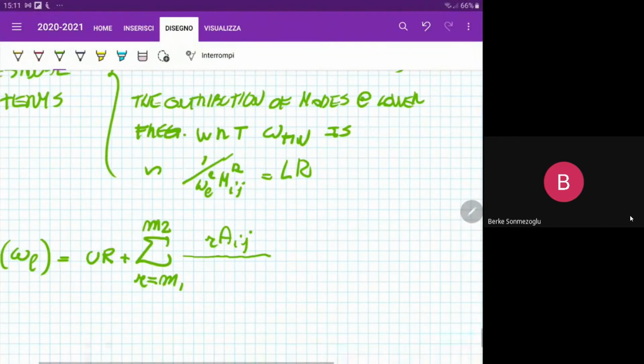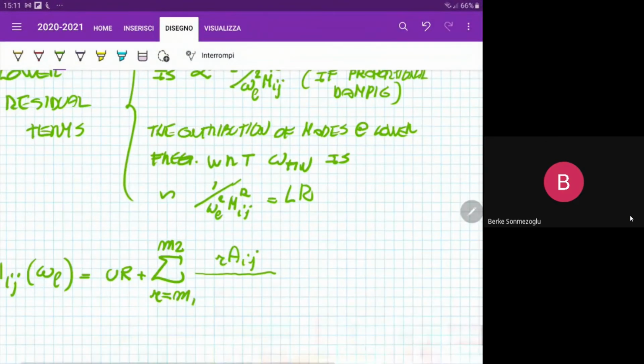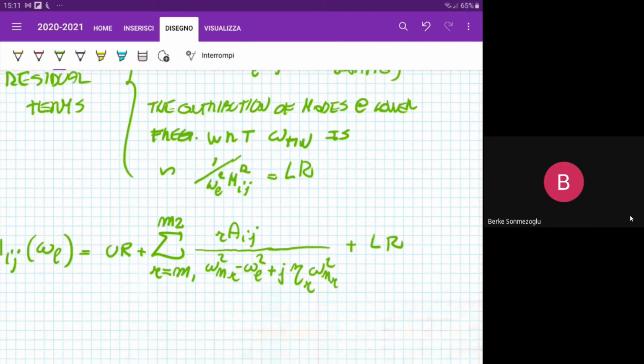AIJR divided by omega n r square minus omega L square plus J eta R omega n R square, plus the lower residual contribution that is coming from the higher modes outside the frequency range of interest.